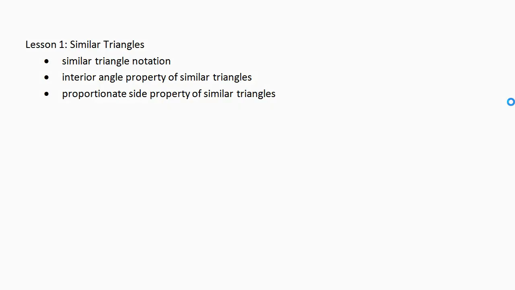Alright, so in lesson 1 we're going to be learning about similar triangles. And we're mostly going to be learning three things. The first thing is how to write that two triangles are similar using math notation. The second thing is actually split into two parts, two properties. The interior angle property: if you have two similar triangles, there's something that's special about their interior angles. And also the proportionate side property of similar triangles.